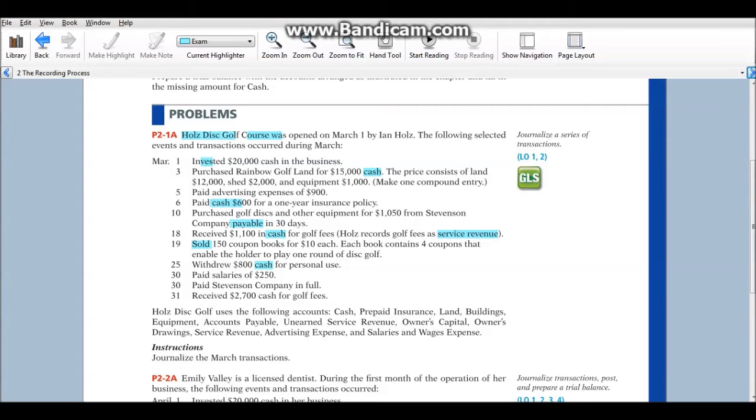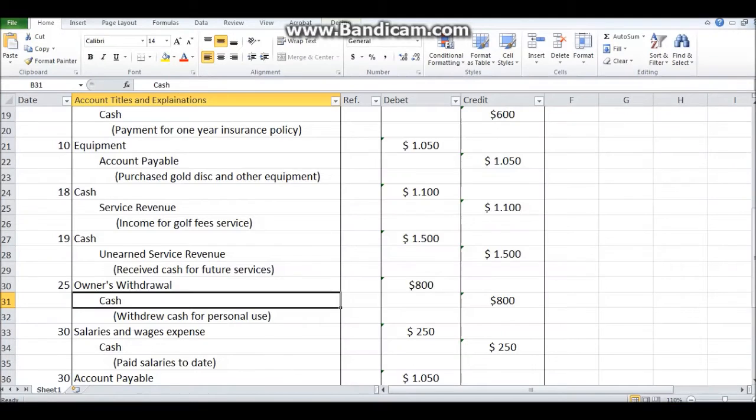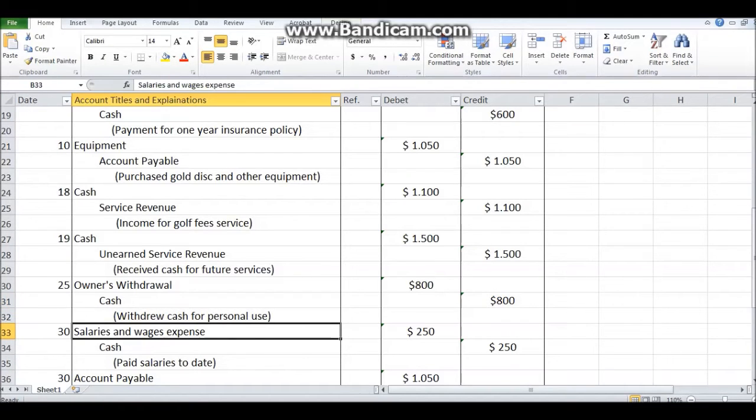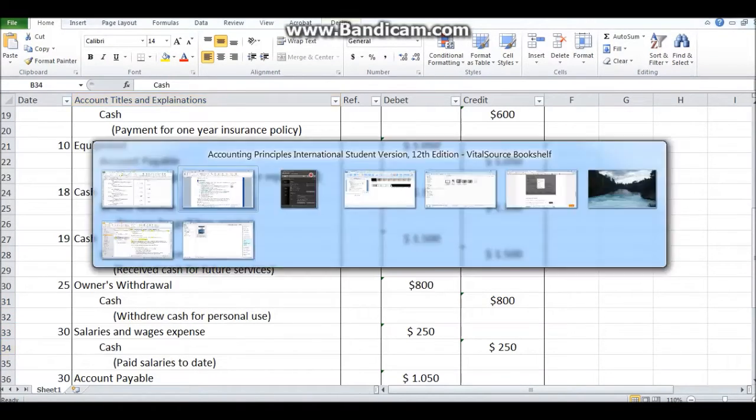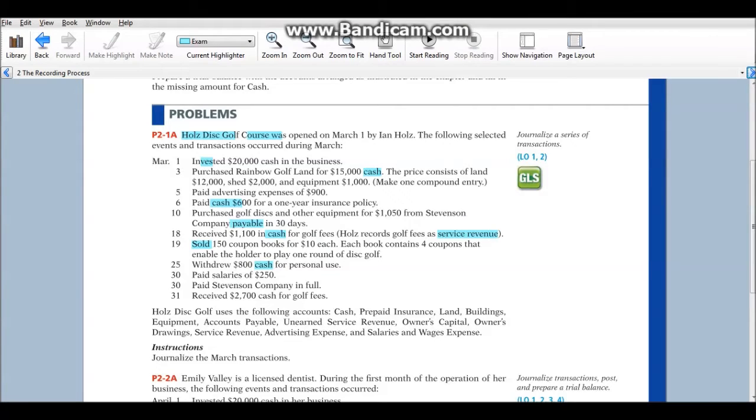On the 30th of March, paid salary for 250, so you know that already. Expense against cash. Right, so paid means it relates with cash. All right, next one, paid Stevenson Company in full.